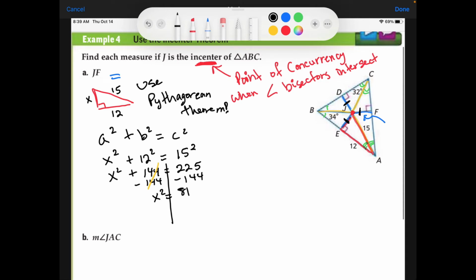81. And if you have an x squared, the only way to get rid of that square is to square root both sides. And the square root of x squared is x, because the square root is just getting rid of that 2 on that x. And what is the square root of 81? What times what equals 81, right? And that would be 9. So that means that we have found this side length to be 9, which means all the blue is 9, which means that JF is also 9.